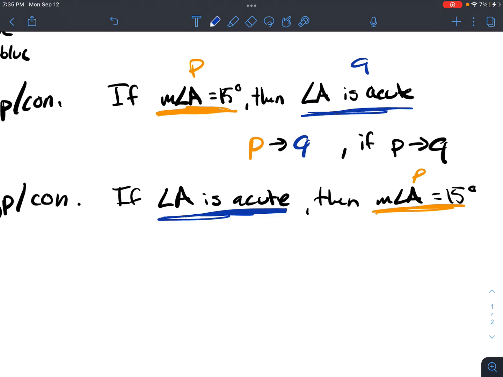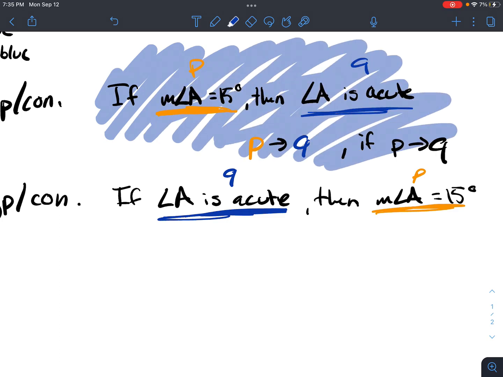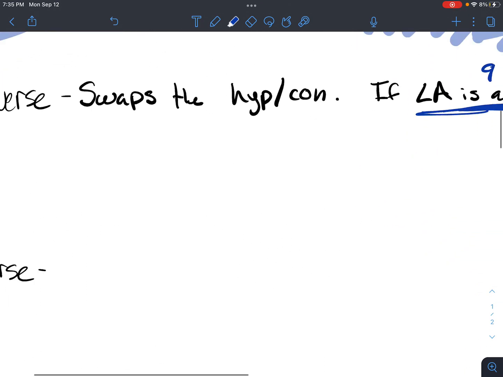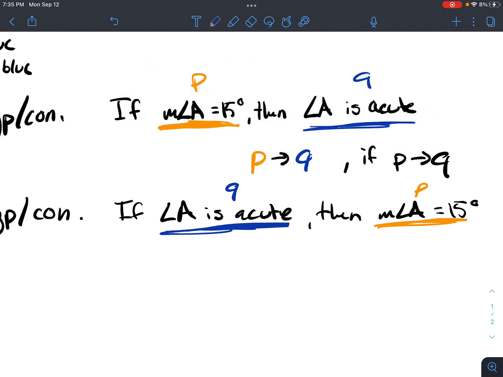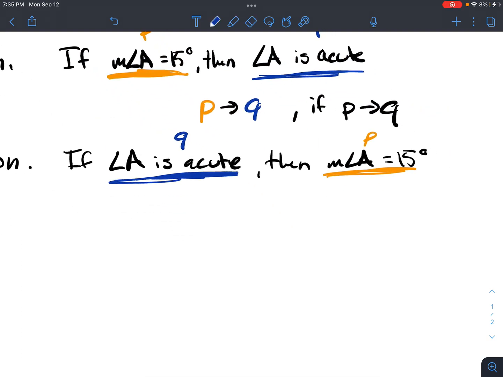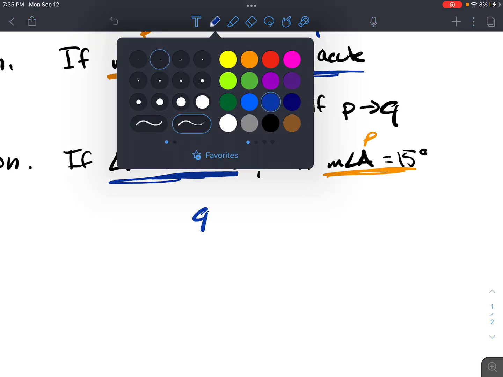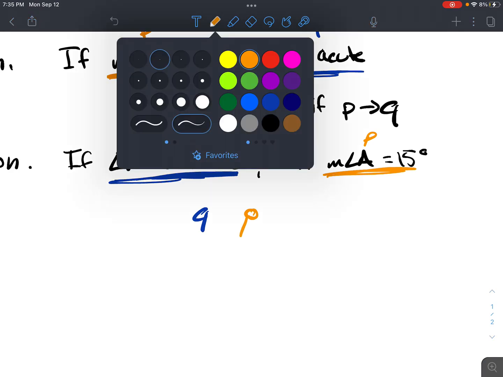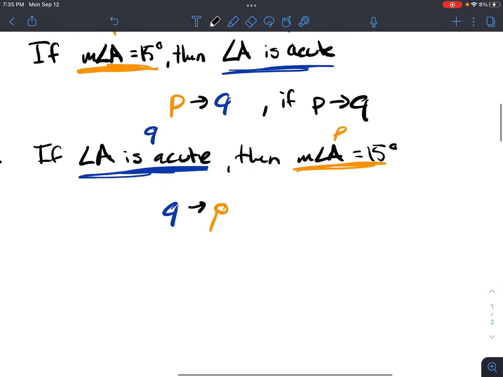So it's Q, then P. So this all goes off of our conditional. It goes off the conditional. So this conditional statement is what our converse, our inverse, and our contrapositive go off of. So I apologize for that. So now we're saying Q then P. So if Q then P.